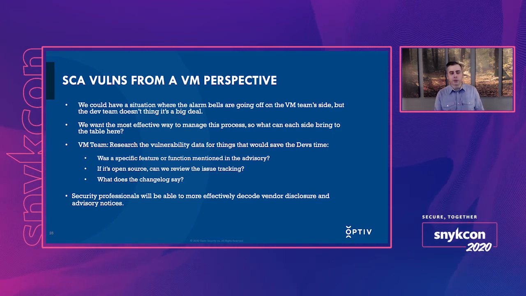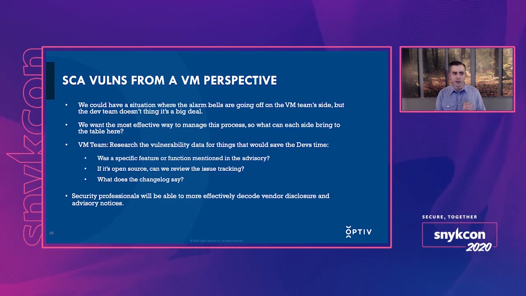But there are some things the vulnerability management team can do before it sends that ticket or that issue over to the dev side. So the first thing is generally vulnerability research, and research in the way of trying to decode or decipher whatever advisory or notification has been sent out by that open source project that gets to as much specificity about the vulnerability as possible.